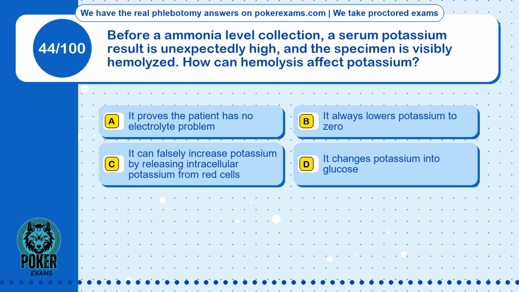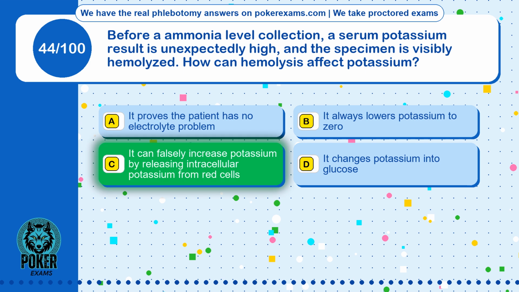Question 44. Before an ammonia level collection, a serum potassium result is unexpectedly high, and the specimen is visibly hemolyzed. How can hemolysis affect potassium? Option A. It proves the patient has no electrolyte problem. Option B. It always lowers potassium to 0. Option C. It can falsely increase potassium by releasing intracellular potassium from red cells. Option D. It changes potassium into glucose.